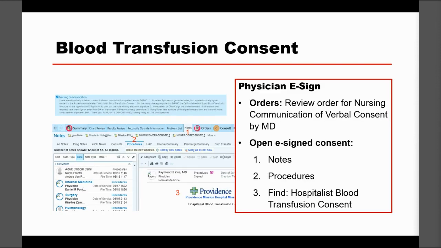So we talked about that physician e-sign. The first thing you're going to do is you're going to check the orders. That's the first place you'll go. And you'll see there instructions that the physician has already verbally obtained consent of the blood transfusion, and the nurse is instructed to follow several steps. So to find that e-signed consent, you will go to Notes, then Procedures, and then you're going to go ahead and find that patient's blood transfusion consent. It will be in the notes, and you can kind of see a little copy of it right here.